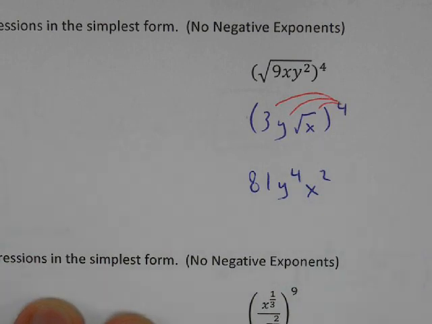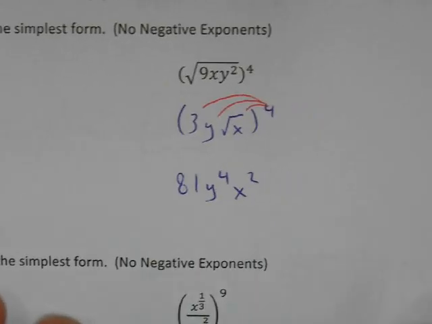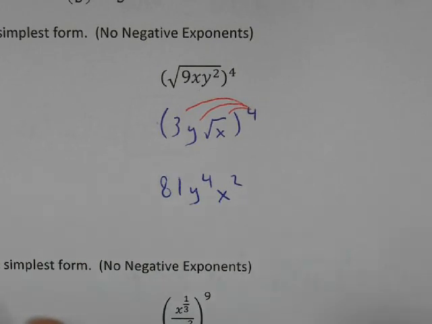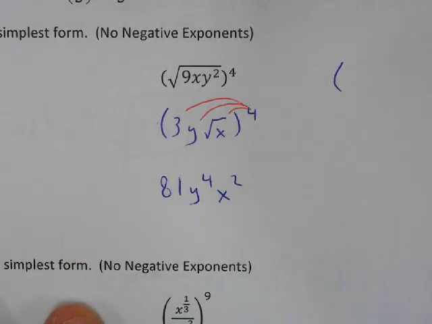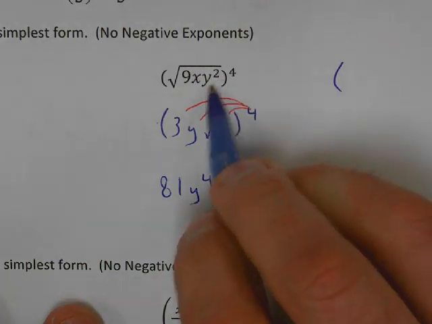Okay, so that's one way to do it. Let me show you another way to do this one, just as an alternative. Okay, so let's see. First of all, we've got a bunch of stuff raised to the fourth power. And what are we raising to the fourth power? Well, the square root of all this stuff.